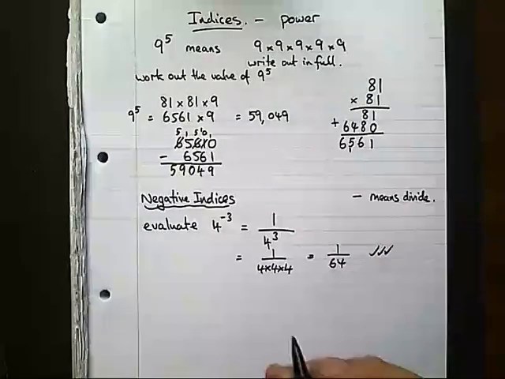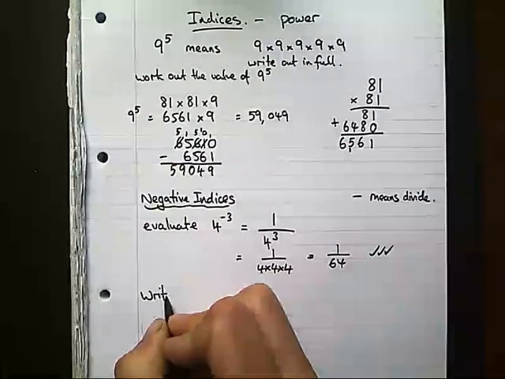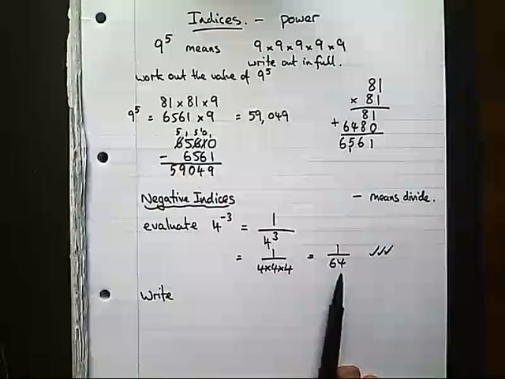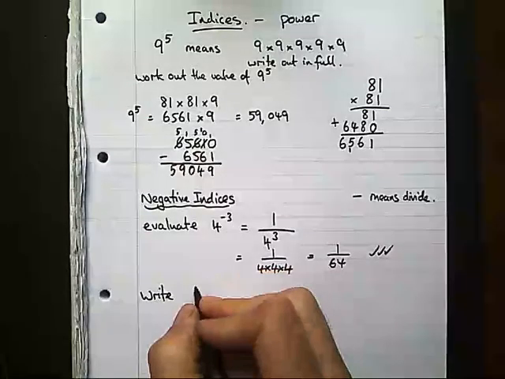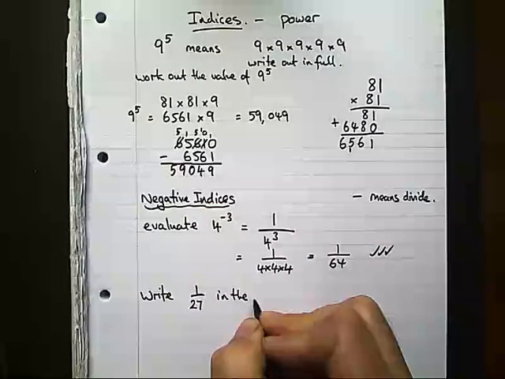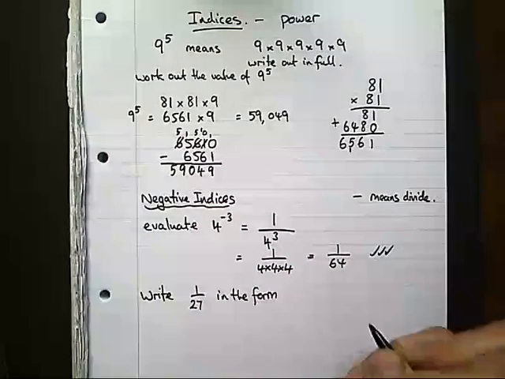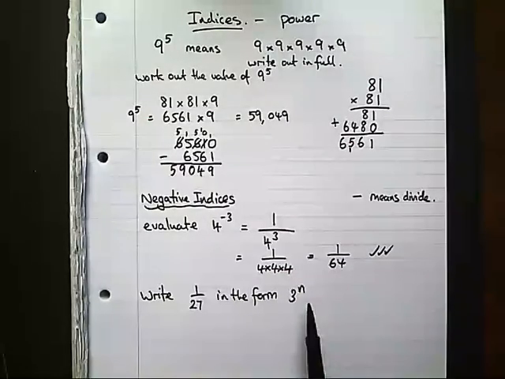Right, last little question. So basically, I'm going to take this kind of question that I've just had, and I'm going to work backwards and put it into an indices form. Write 1 over 27 in the form 3 to the power of n. Now, n doesn't have to be a positive number. It could be a negative number.